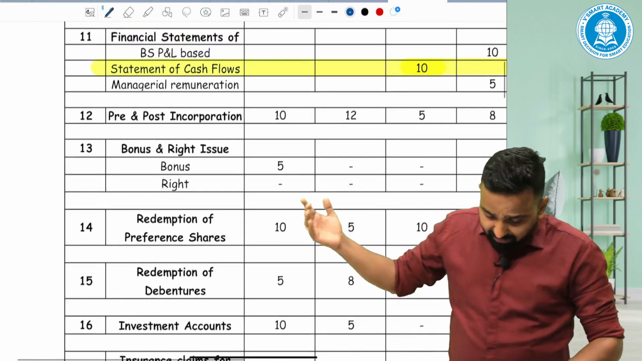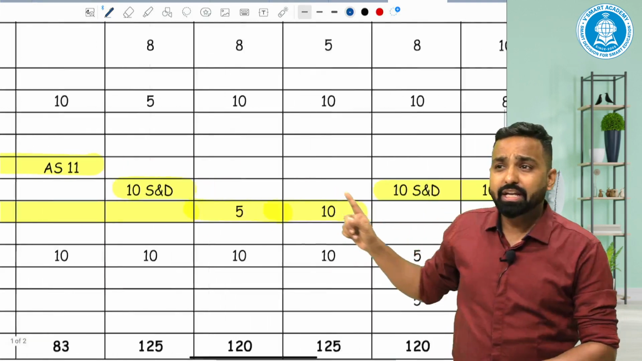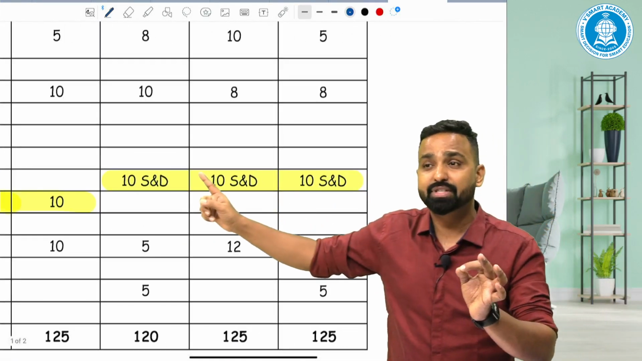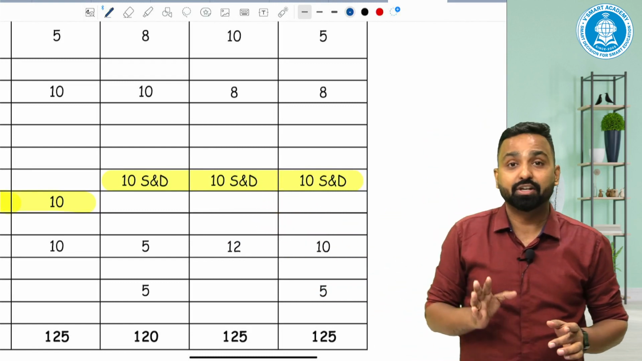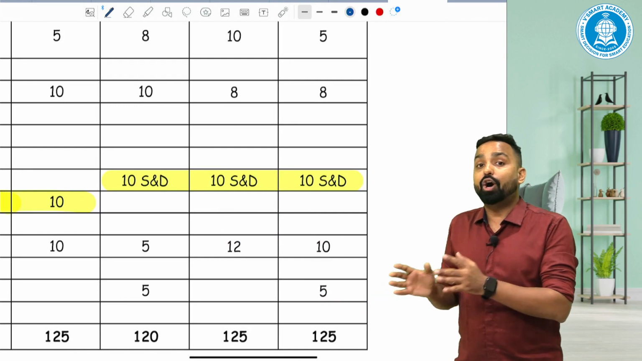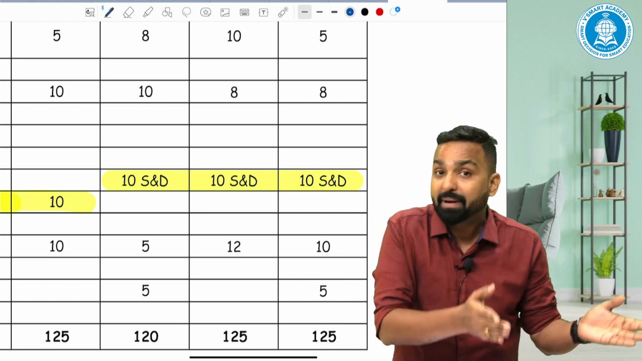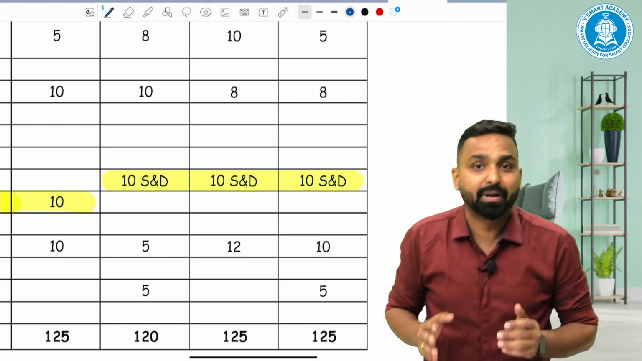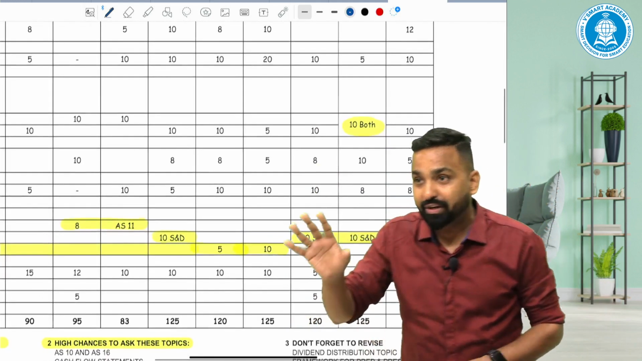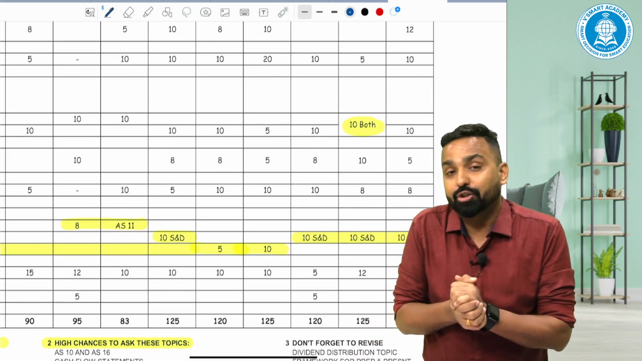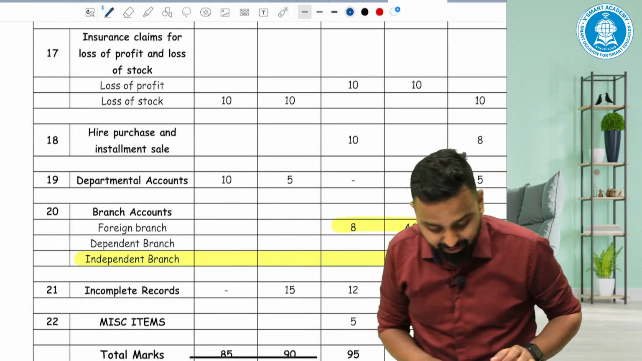Yes. Then other topics like branch accounts. If you can see the branch accounts, in the last three consecutive attempts, they have asked a 10 marks question on stock and debtors method, that means dependent branch. So now there's a high probability of asking either the debtors method or a question on independent branch or a question on foreign branch. There's a high probability, I must say. So keep confidence and you should not ignore this particular topic as far as independent branch and foreign branch is concerned.